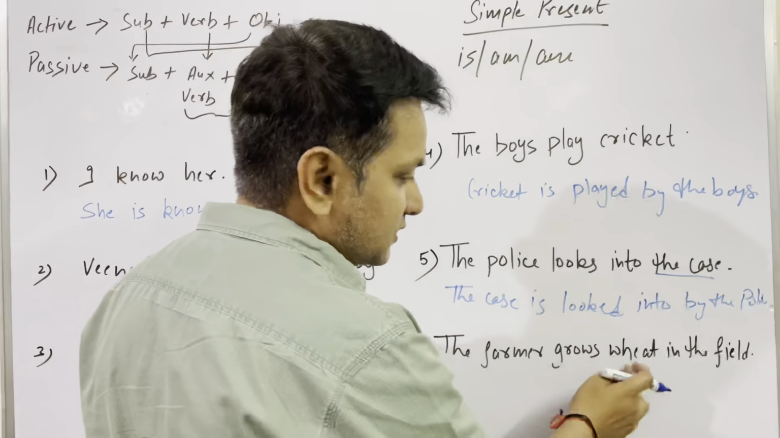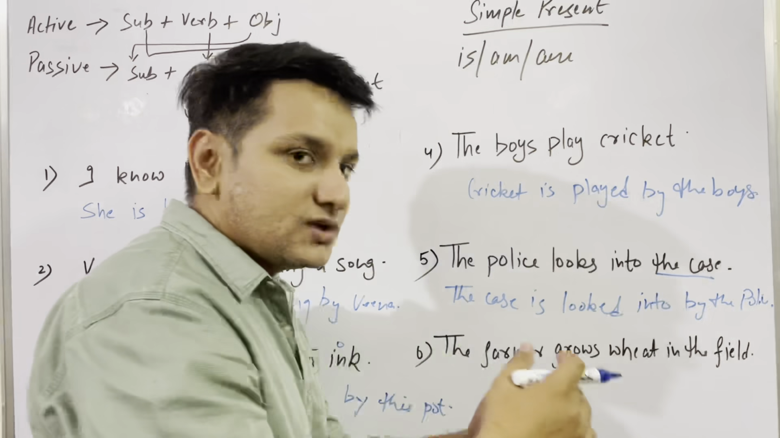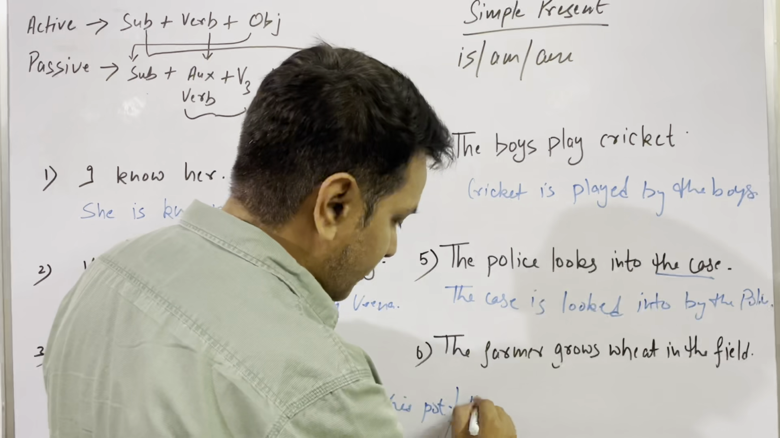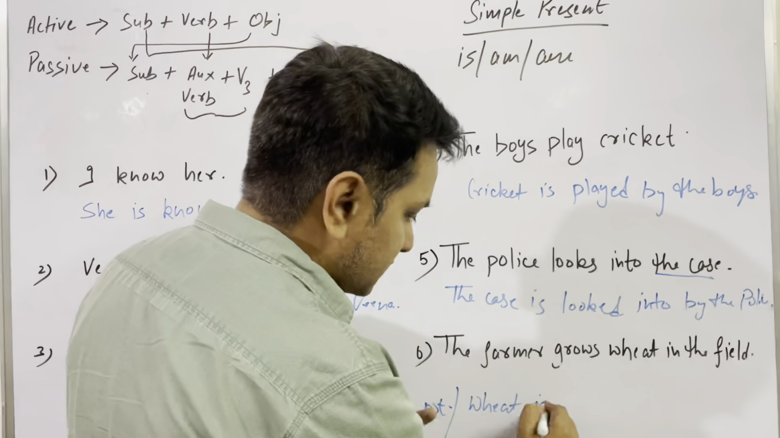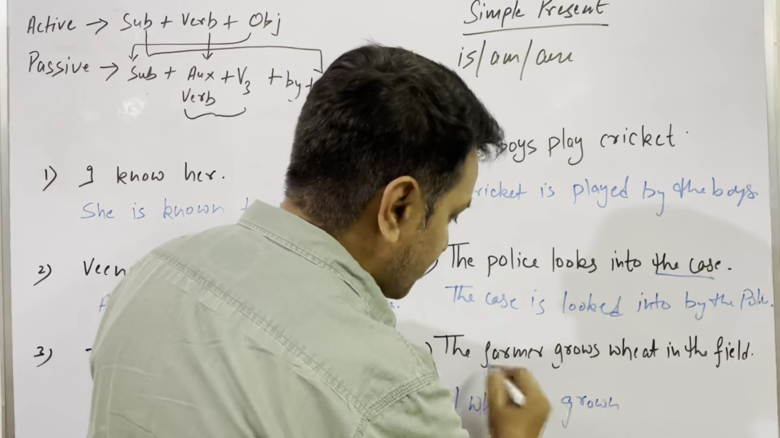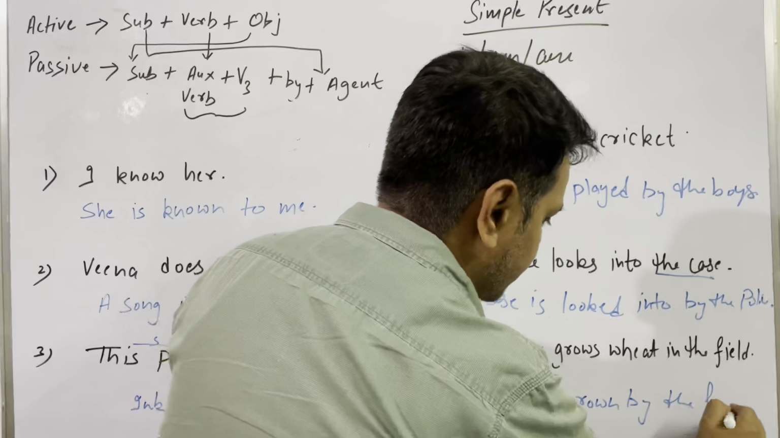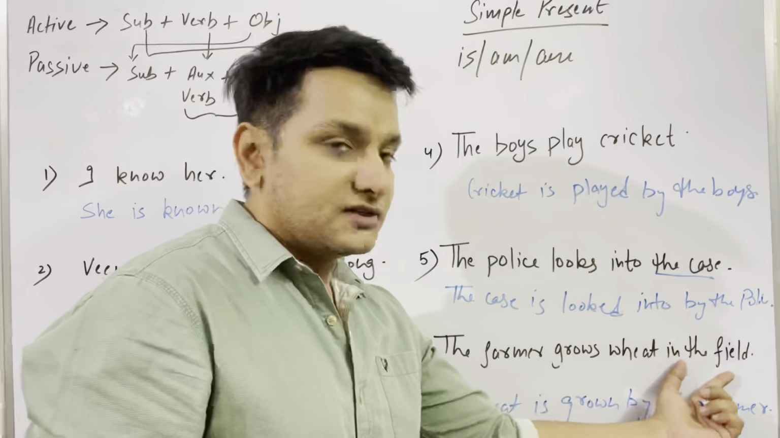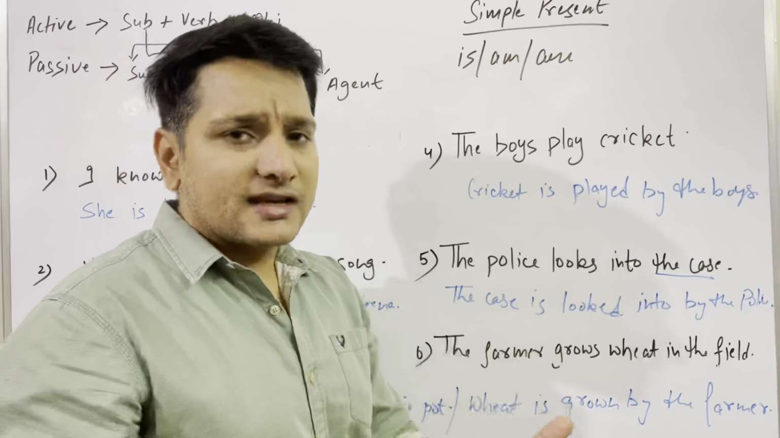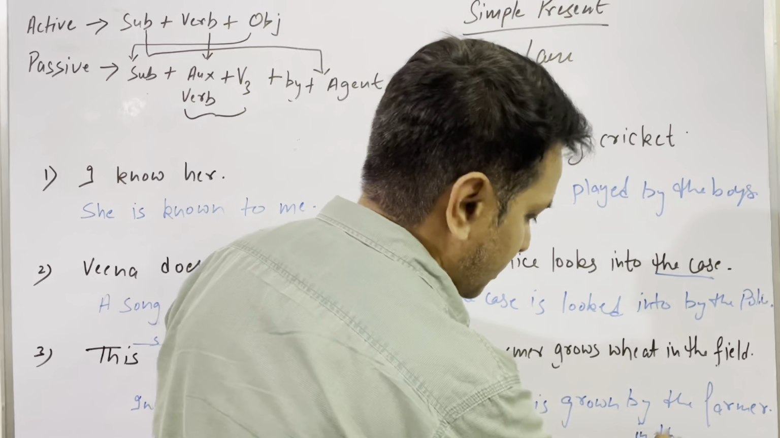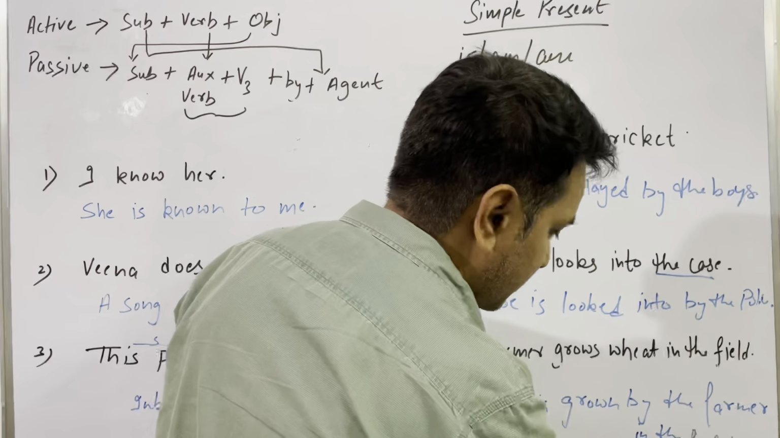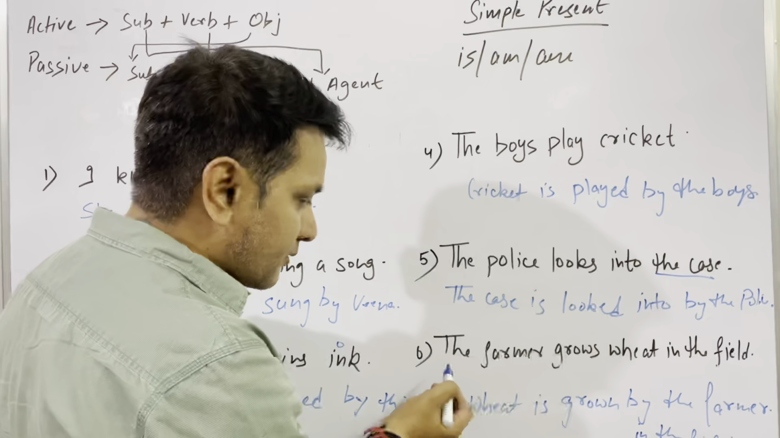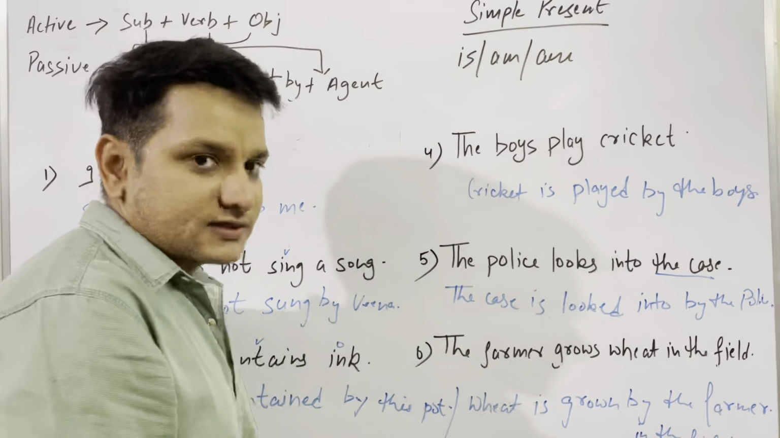The last one, the farmer grows wheat in the field. Right? This in the field is actually an extra one. This is the subject, verb, and object. So we use wheat. Object is singular, is grown, V3, by the farmer. Even if you stop writing here, this will be considered correct because this one is optional. If you write it, it will not make it incorrect, but that's okay. In the field. So this one is optional. So wheat is grown by the farmer in the field. That's how we use it.